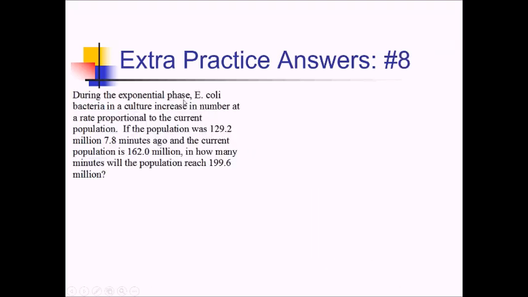For this problem, we have some E. coli increasing in number at a rate proportional to its current population, basically exponential growth. So I'm going to write y equals Ce^(kt) just to get started on this.